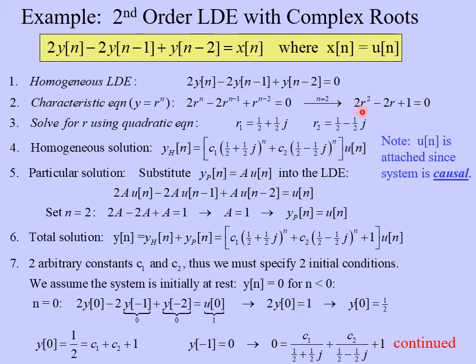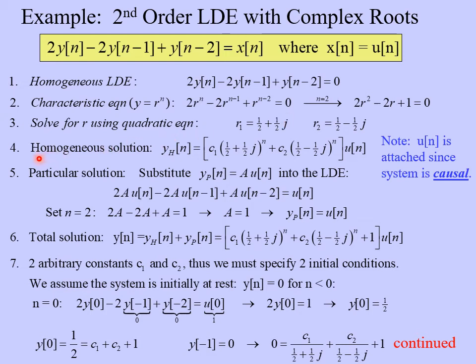And when we set n equal to 2, we get 2r squared minus 2r plus 1 equals 0. Now the problem here is you can't solve this by factoring. So what you have to do is use the quadratic equation. But it turns out that the solutions here are not real values of r, they're complex. So the two solutions for this characteristic equation are r1 equals 1/2 plus 1/2 j, and the other root is 1/2 minus 1/2 j. Notice these are complex conjugates of each other, as they always have to be.